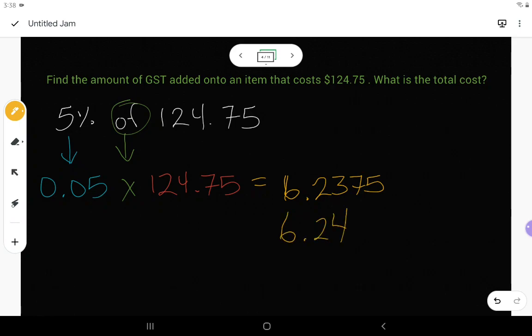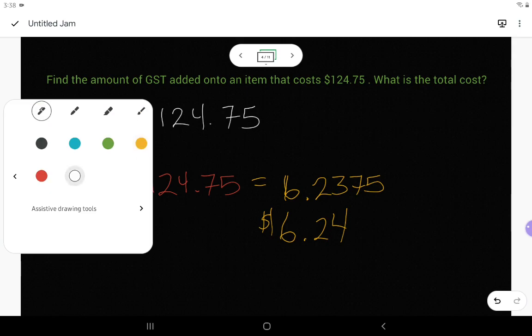So when I round this one, I write it as 6.24, because 3's neighbor on the right tells me to round up to my next value instead of rounding down and keeping it at 3. So remember, anything between 5 to 9, we round up. Okay, so we would write it as $6.24. And then what is the total cost?